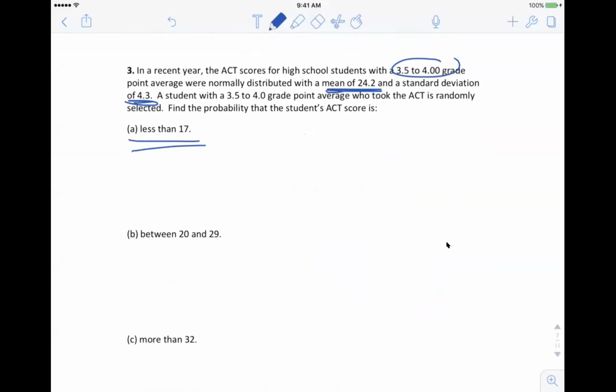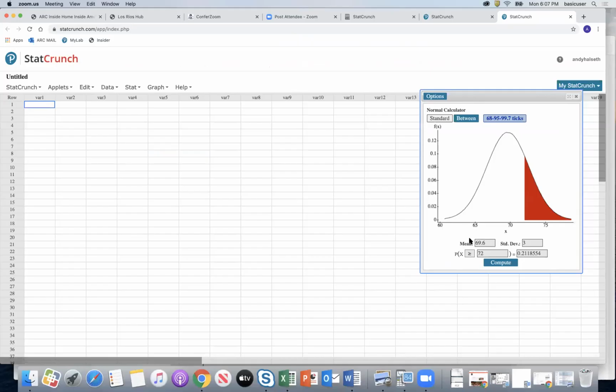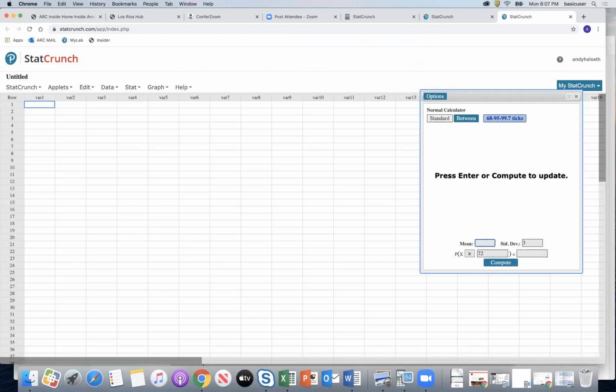All right, so let's try that one with that StatCrunch method. Here's my StatCrunch calculator up still. So the mean is 24.2. Standard deviation is 4.3. And less than 17. And there we have it, 0.0470. 0.0470, okay? How about between 20 and 29?